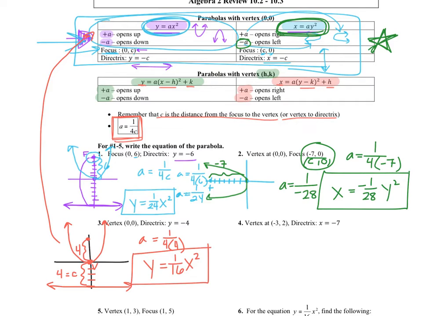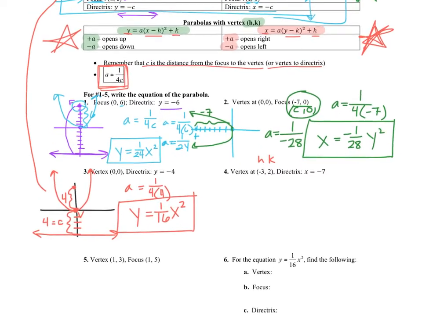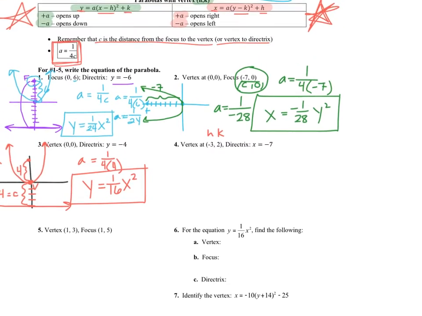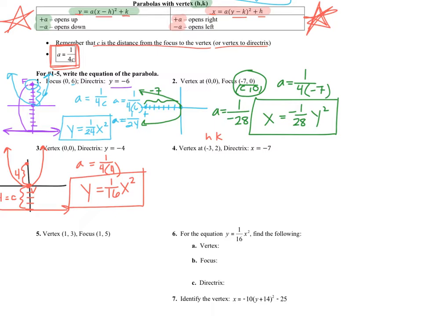Okay. All right, now number 4, this one's different. Now your vertex is not at 0, 0 anymore, so here's where we're going to start using this row of information. A parabola with vertex h, k instead, so this is your h and your k. And then your directrix is x equals -7. So if you want to draw a picture of that, you would have a vertex at -3, 2 would be over here.